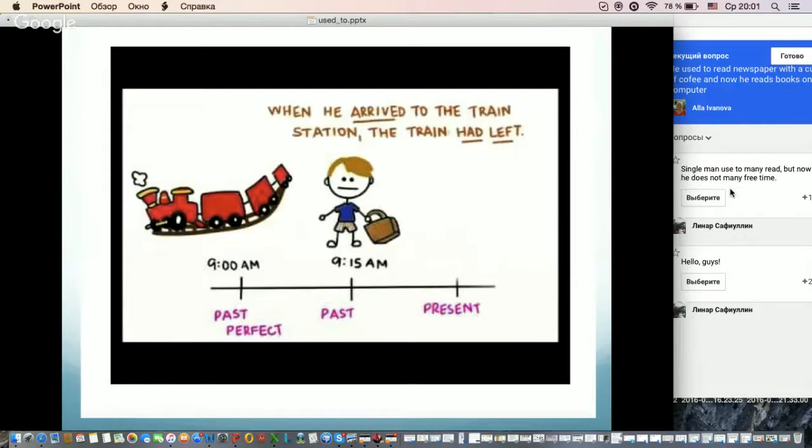Классический пример, который помогает иллюстрировать past perfect. So, when he arrived at the train station, the train had left. What a pity. То есть, когда он прибыл на вокзал, поезд уже ушел. То есть, есть два действия в прошлом. Одно является просто прошлым действием, другое является предпрошедшим.